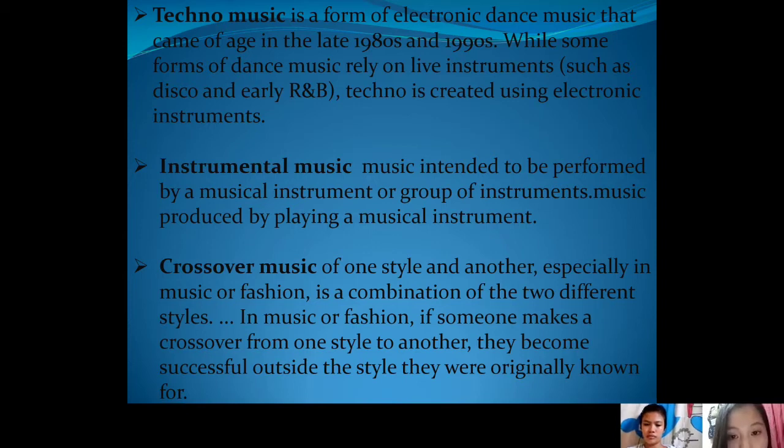Next one is crossover music. A crossover of one style and another, especially in music or fashion, is a combination of the two different styles. In music or fashion, if someone makes a crossover from one style to another, they become successful outside the style they were originally known for. The term is applied to musical works or performers who appeal to different types of audience, for example, by appearing on two or more of the record charts, which track differing musical styles or genres. If the second chart combines genres, such as a Hot 100 list, the work's not a crossover.